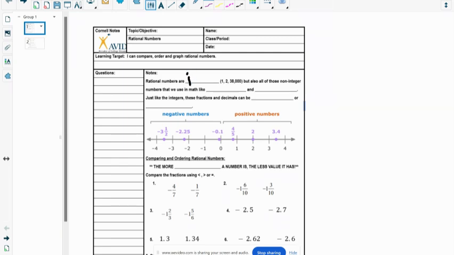Rational numbers are integers like 1 to 30,000, and then all those also non-integer numbers that we've been not dealing with, like fractions and decimals.